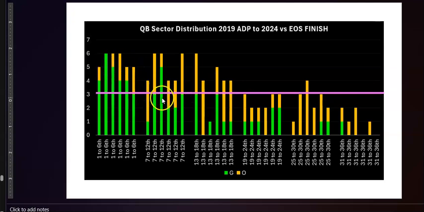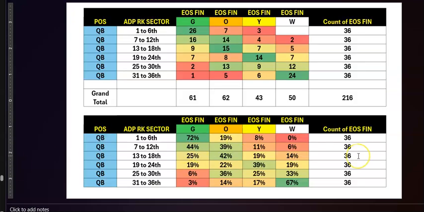Here's the 7th through 12th. Okay, you get a little bit worse. 13th through 18th gets a little bit worse, and it gets really lean down here, 25th and 31st through 36th. Boy, you're drawing dead in here. And so I have this number here in the top 6. If they were green, 72% over 2019 to 24 came in the top 6. So not bad. You probably would predict that.